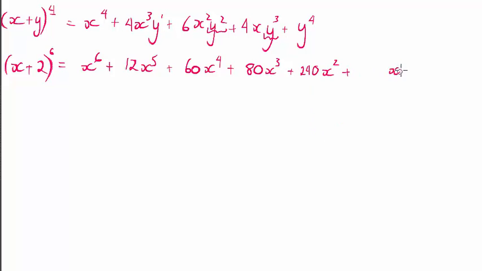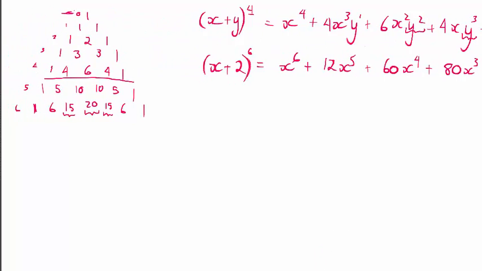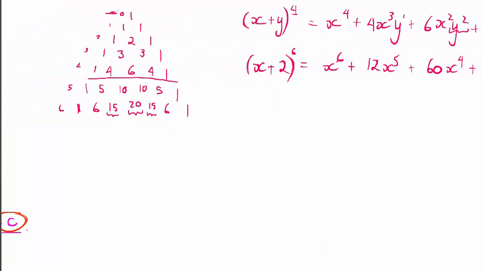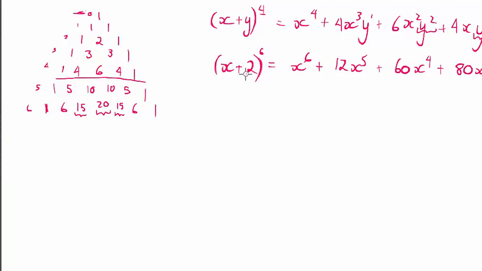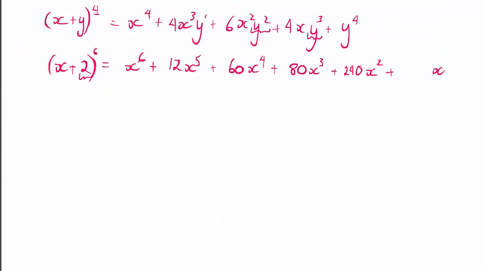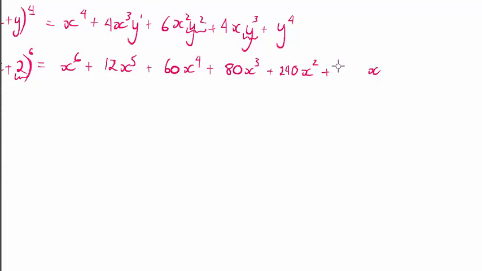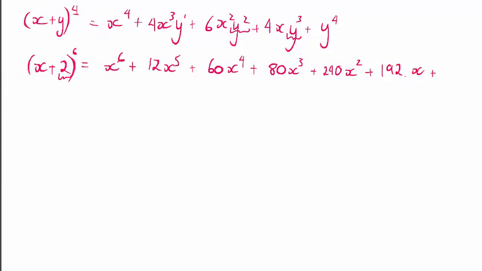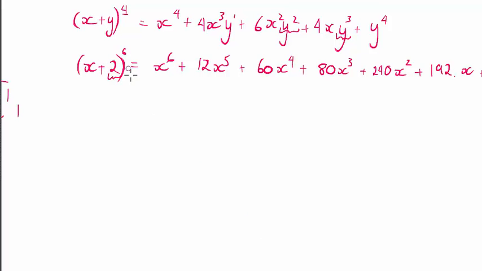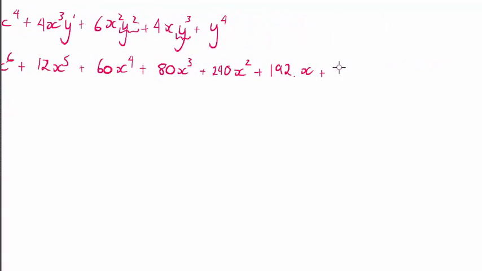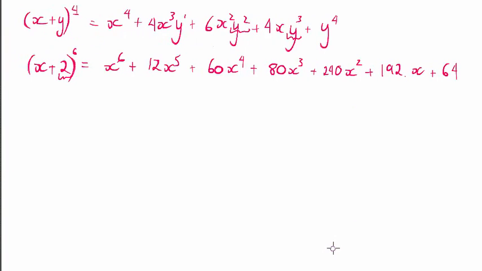Okay, plus now x to the power of 1. Y is to the power of 5. 2 to the power of 5 is 32. 32 times 6 is 180, plus 12, 192. And plus my last term is just 2 to the power of 6, which is 64. Okay.